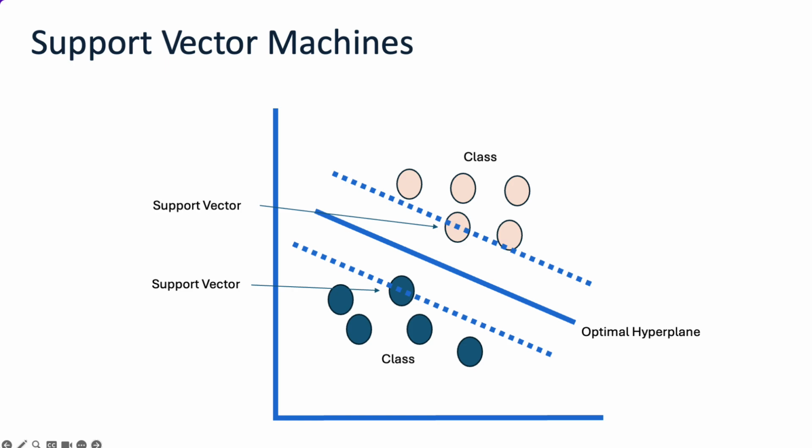And the lines are the optimal hyperplane, which is not the midpoint between the center of the classes, but the midpoint of the support vectors. So the key is to find an optimal hyperplane that has the margin to separate out the two classes.